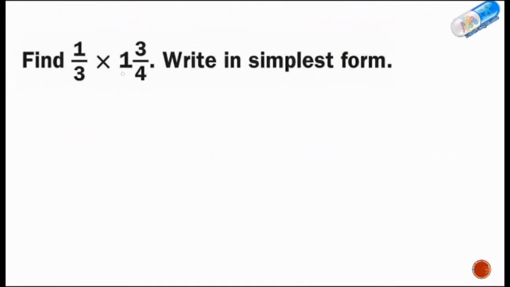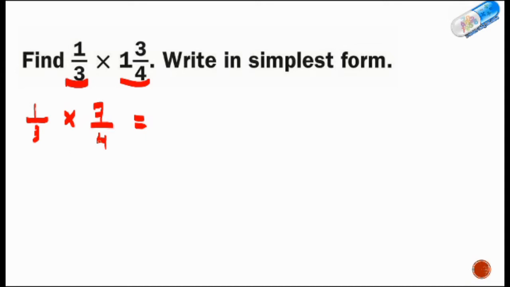Find 1/3 times 1 3/4 and write in simplest form. So, here we have a fraction and here we have a mixed number. The fraction, I will not change it, I will keep it as it is, 1/3, multiplied by the mixed number, which I should make an improper fraction. To do this, we multiply the whole number times the denominator. So multiply 1 times 4 equals 4. And then we add to it the numerator. So 4 plus 3 is 7 over 4.